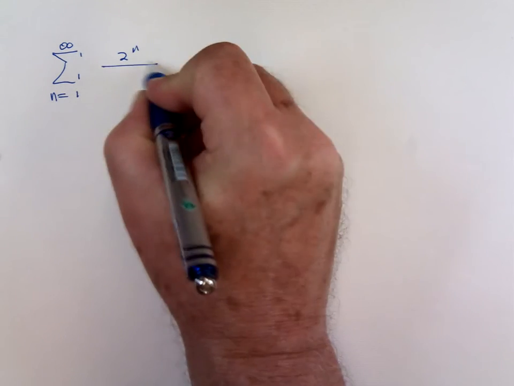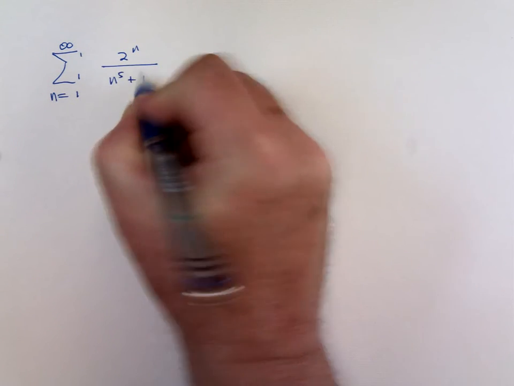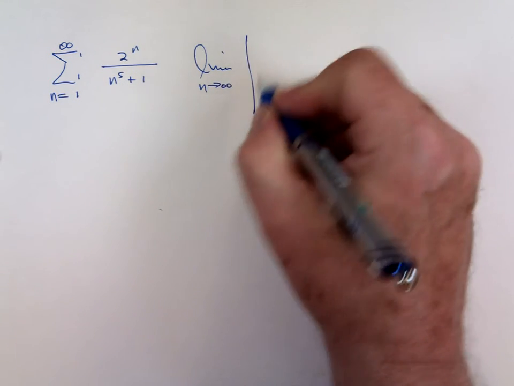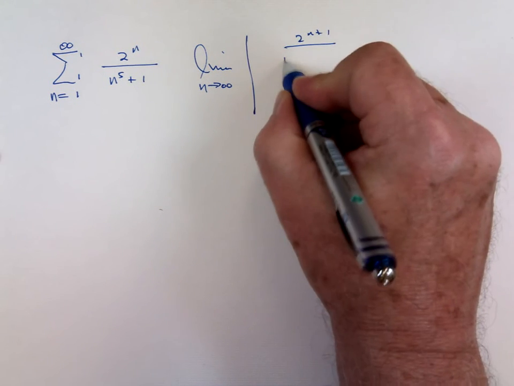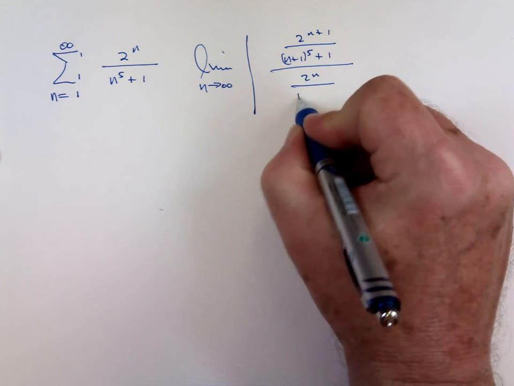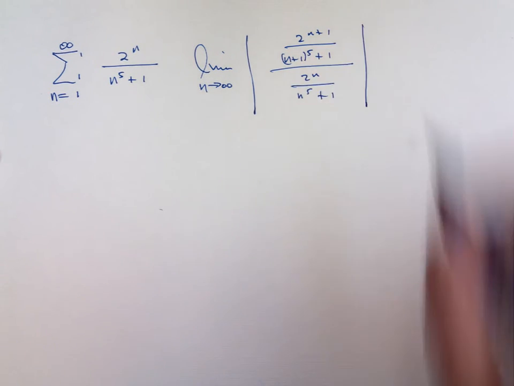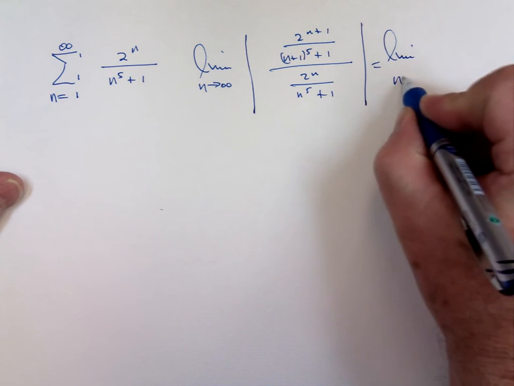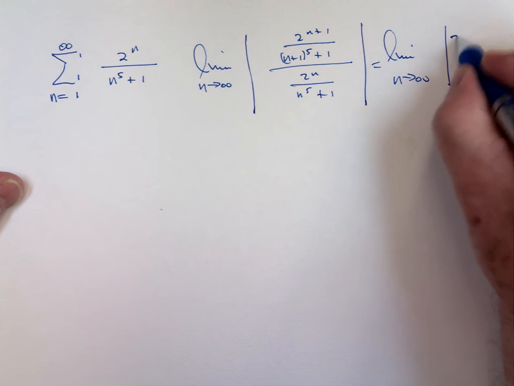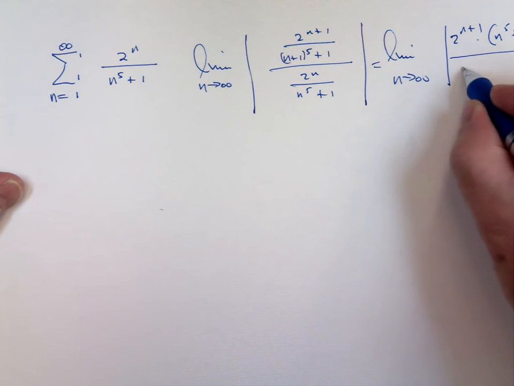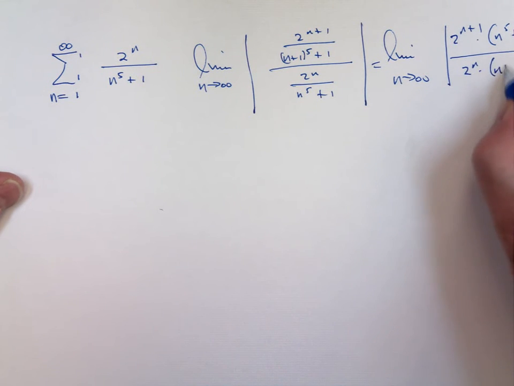Let's take the limit as n goes to infinity of the n plus first term over the nth term. That's equal to the limit as n goes to infinity of 2 to the n plus 1 times n to the 5th plus 1 over 2 to the n, and an n plus 1 to the 5th plus 1.